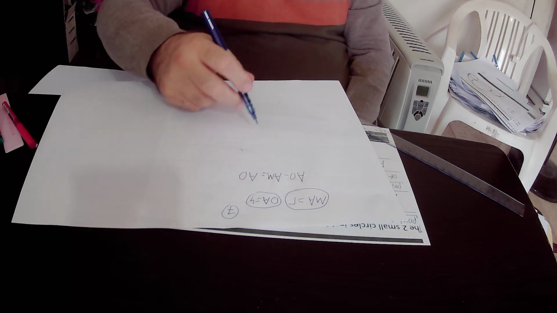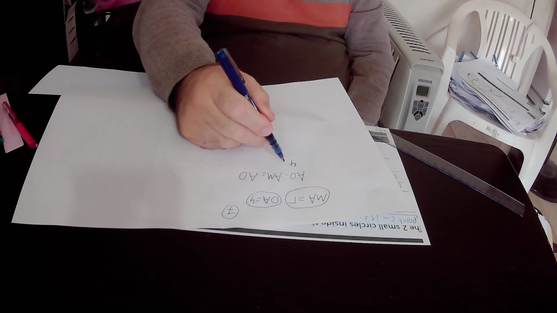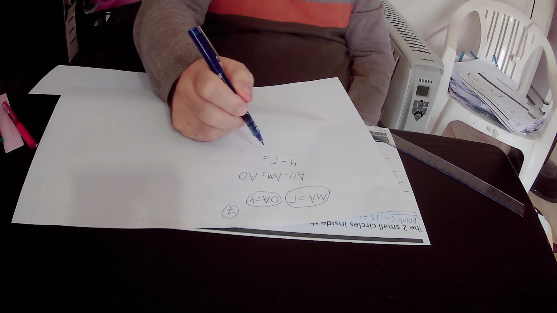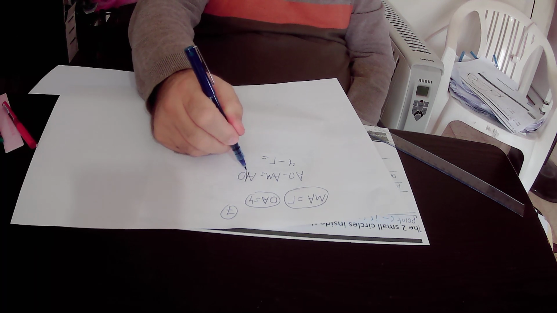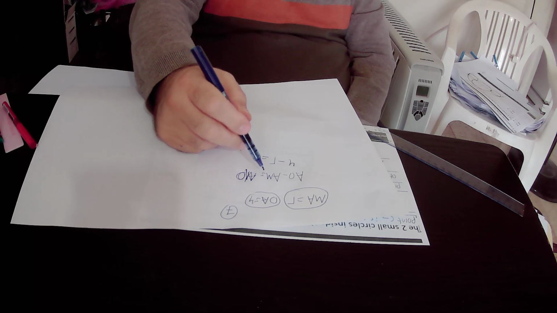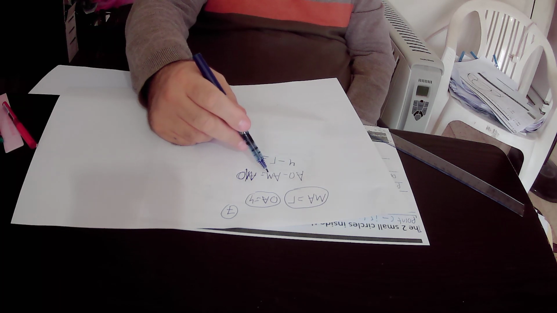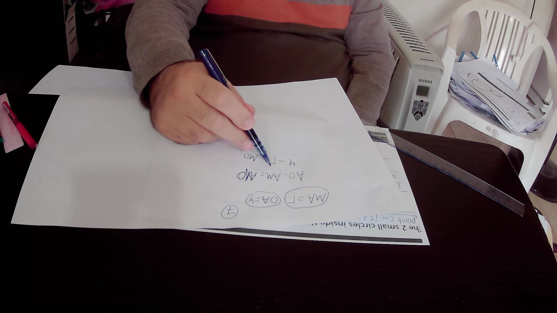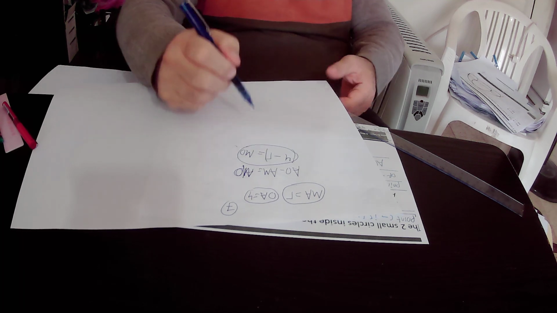AO is the same. So AO is 4 units, and AM equals the radius of the small circle, and we found MO equals AO minus AM. So MO equals AO, that is 4 units, minus AM, that is the radius. Therefore, we found out that MO equals 4 minus R.